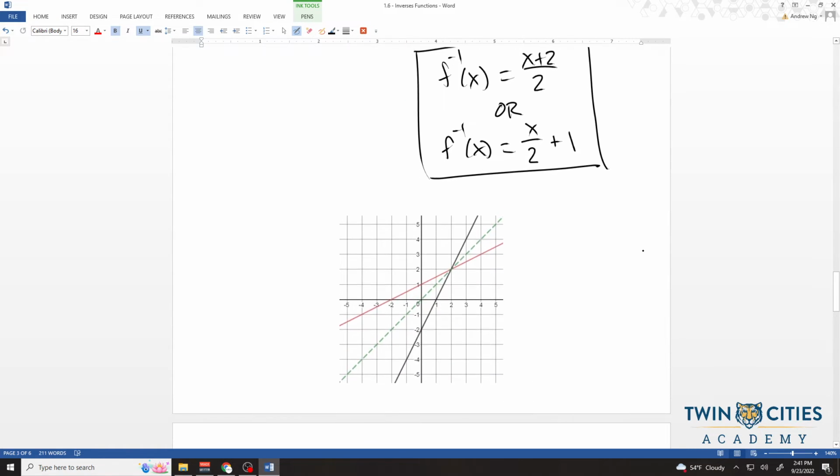And then, of course, when I graph these, they're again symmetrical about that y equals x line. And now that keeps coming up, being symmetrical about this y equals x. So what we're going to do next is I'm going to talk a little bit more about that and what's called function composition.